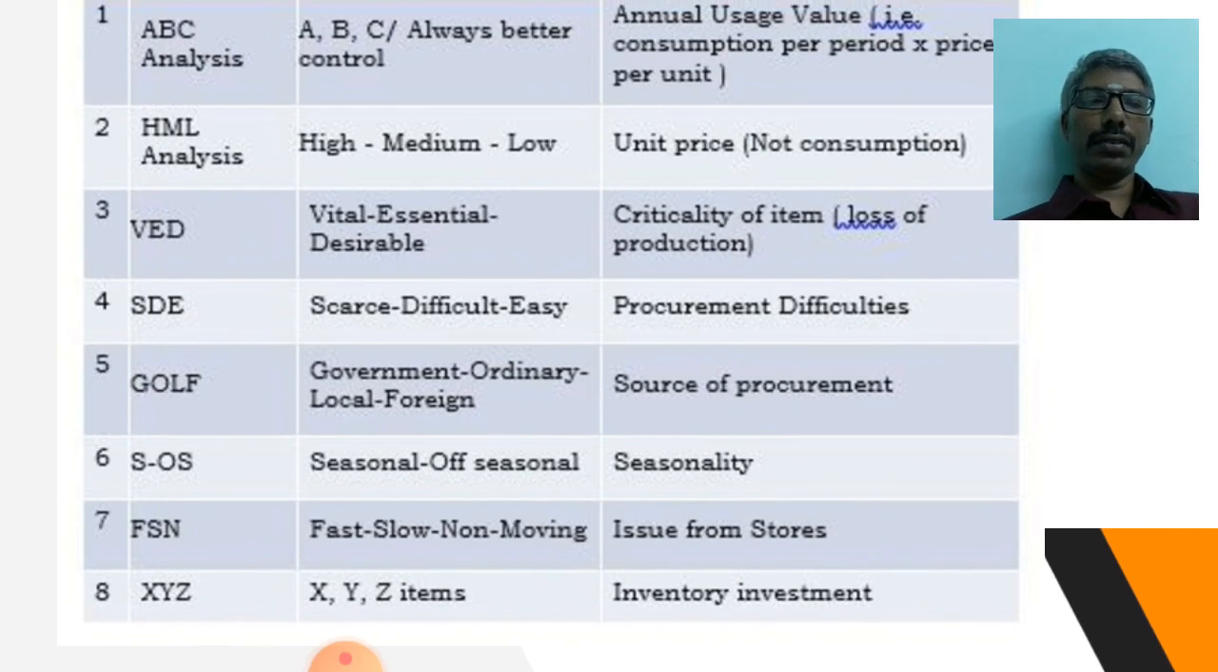And the next one is FSN, fast, slow and non-moving. Okay, on the basis of the movement of the goods, the usage of the goods in the production process, here the materials are categorized.